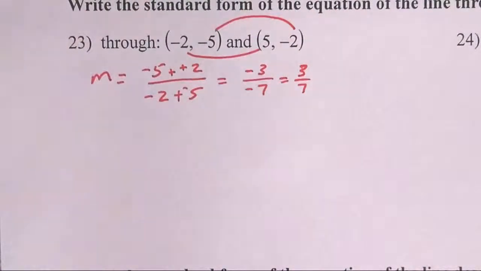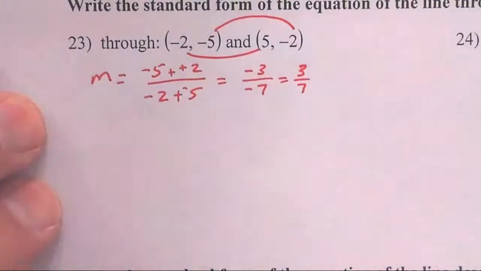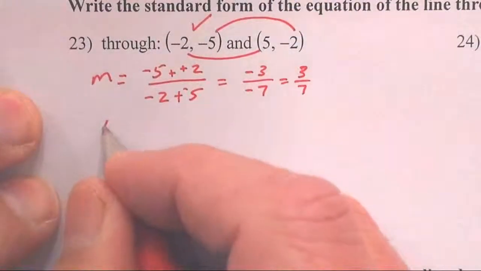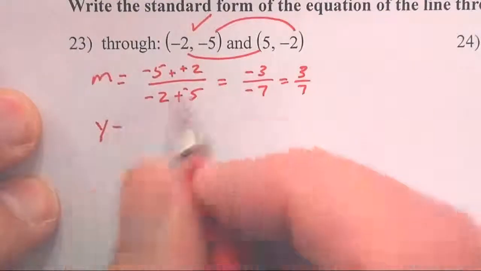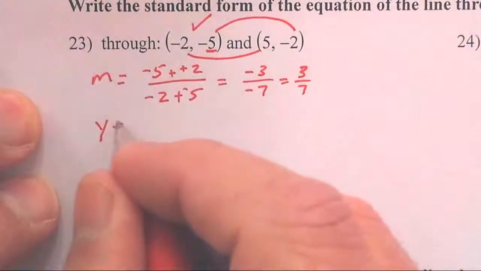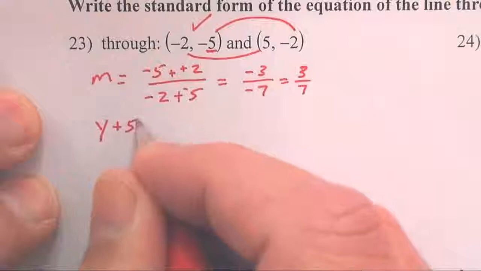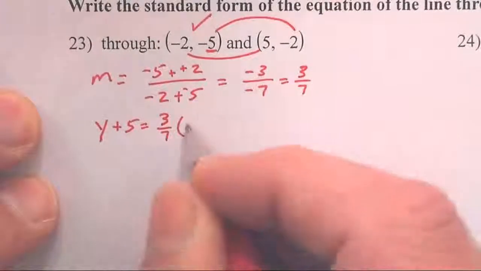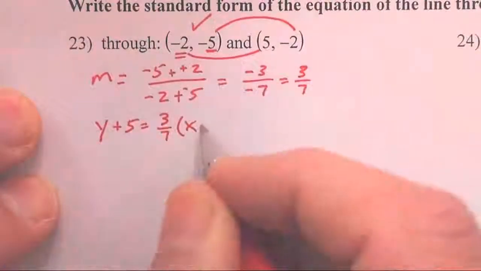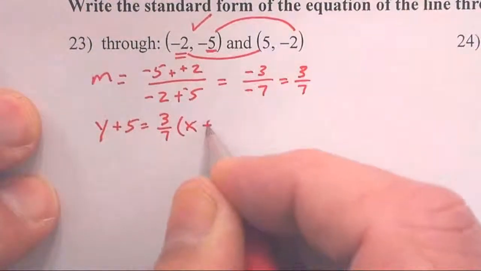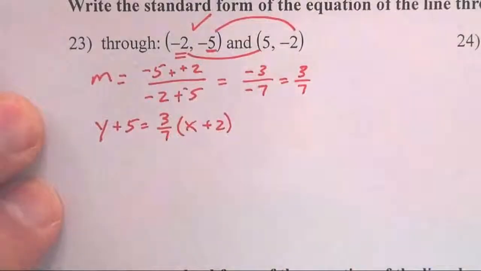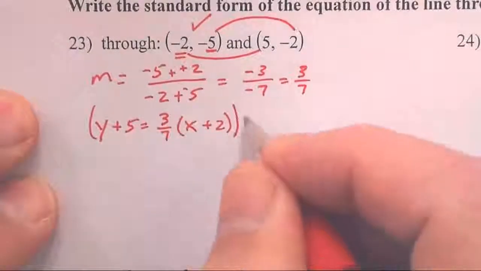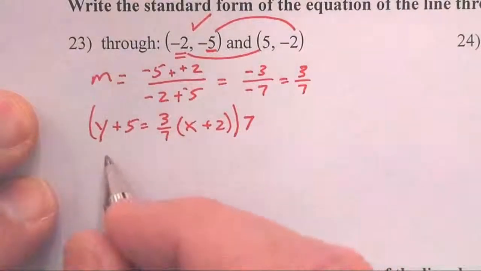I need a point, I need a slope. I've got a slope, I've got 2 points. I'm going to use this point. Point-slope form, puzzle pieces. Y minus the y coordinate, so that's minus negative plus 5, equals slope 3/7 times x minus the x coordinate, minus negative, that's plus 2. And if you've been paying attention, you know my next step. I like getting rid of fractions. Times 7.